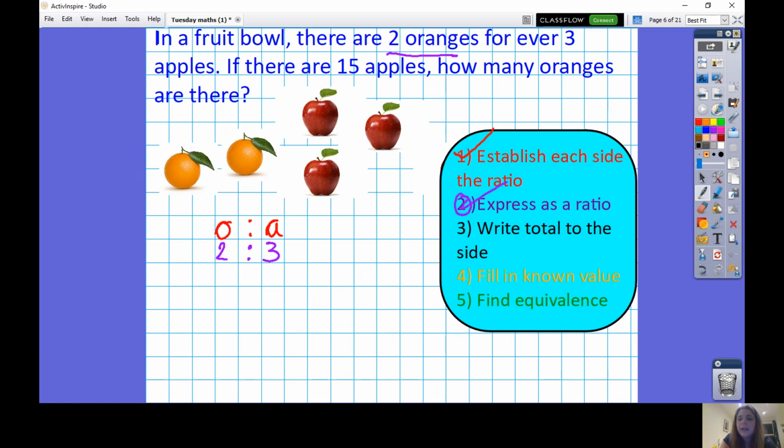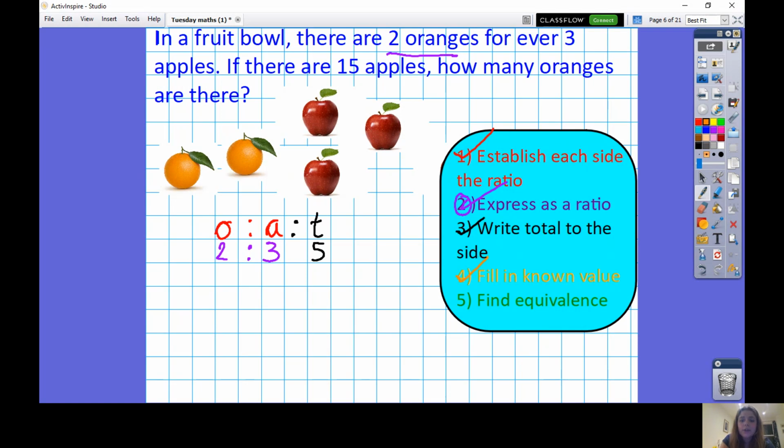Okay, step 3 now. You need to do this step for every single problem, but it might not be needed in the answer for each problem, but you need to use it in all of them to get in the good habit. And that is to write the total to the side. So I've written oranges, there are 2, apples, there are 3. In total then, how many fruits are there? There are 5 fruits. So far then, I've established my ratio. I've got my oranges, my apples, and on the right-hand side, I've got the total.